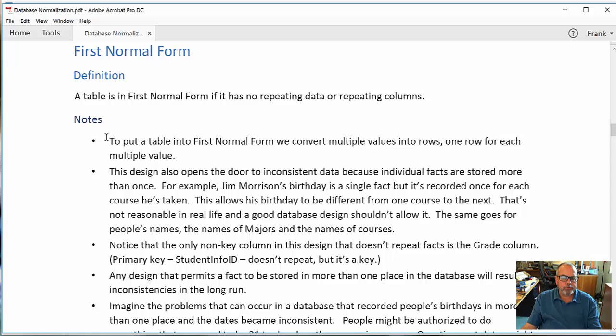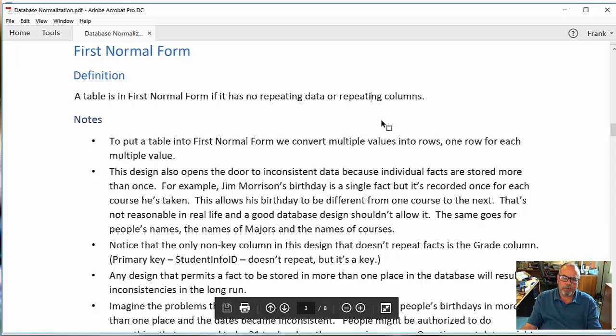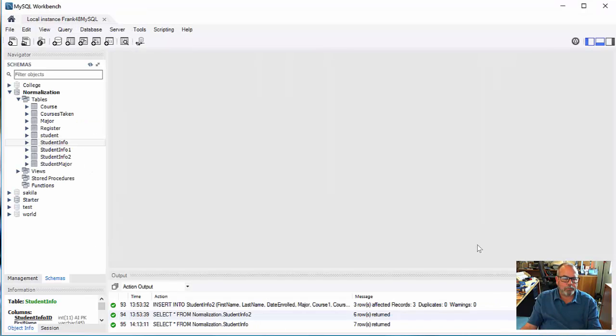Now I put other notes in this document, and the PDF is available to you. Be sure you go through these and get a feel for the words here, but I'm not going to read the PDF to you aside from the definitions that are in here. So let's go look at this database and see what's cooking here.